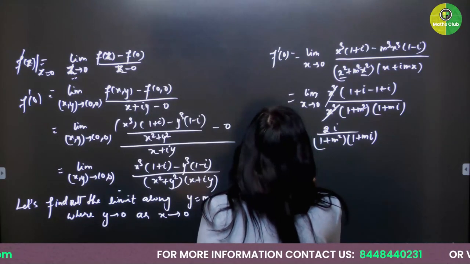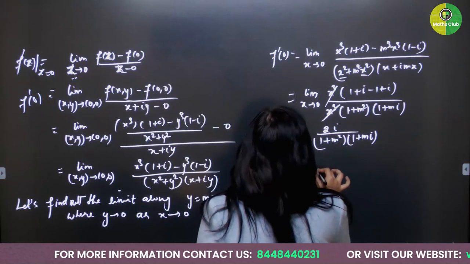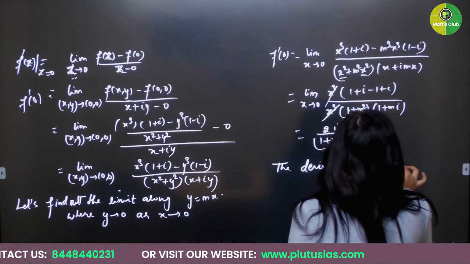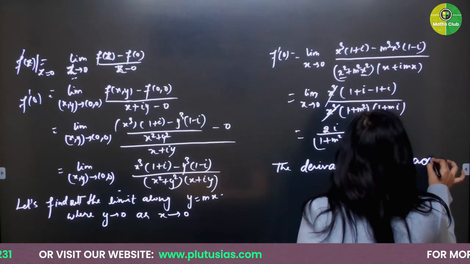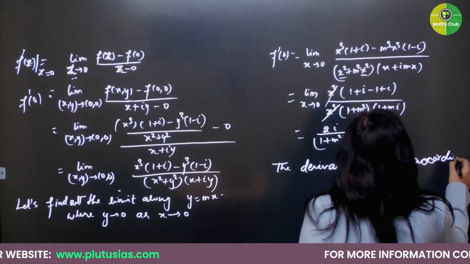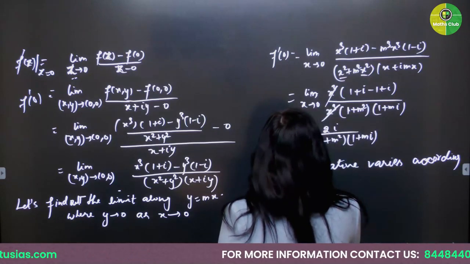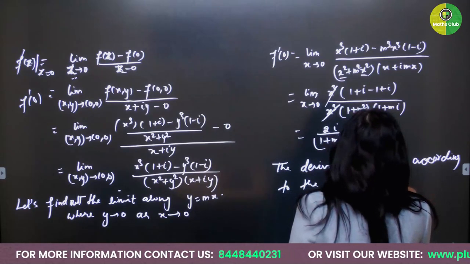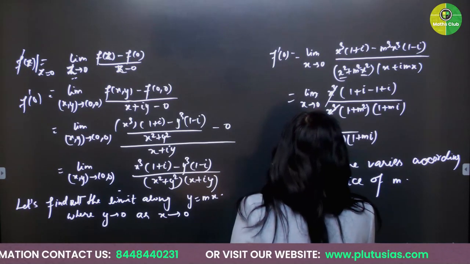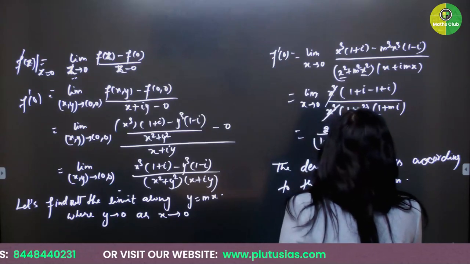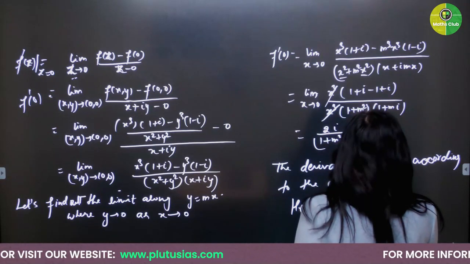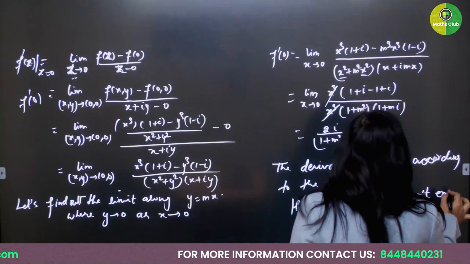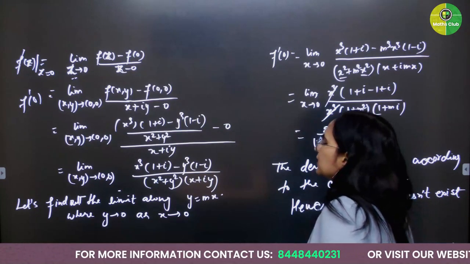Here is the derivative function, varies according to the choice of m, and hence the limit does not exist. If the limit of something exists, then it should be unique. Agar limit vary karti rehti hai, then it does not exist.